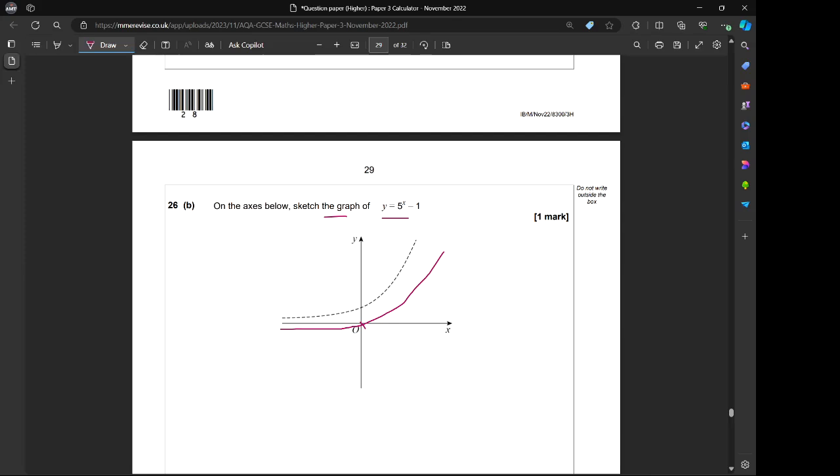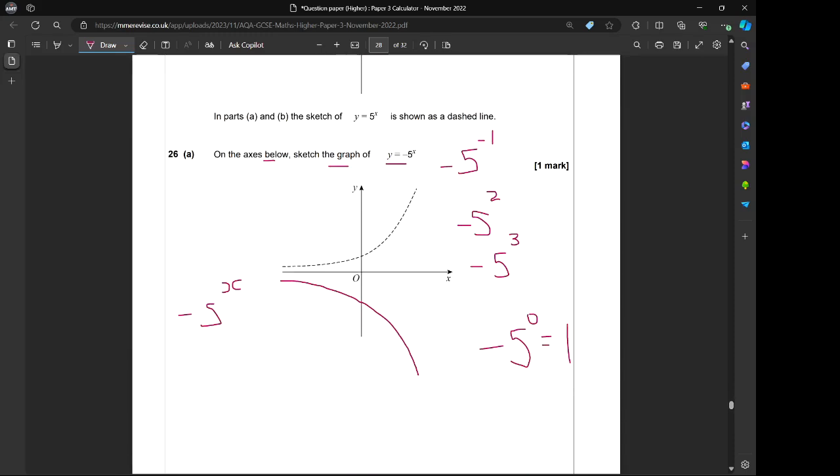So that is my answer for that. Does that make sense, guys? Sorry about that. So 5 to the x minus 1 is a translation of 1 unit down, so that's my vector for that. And then minus 5 to the x is a reflection in the x-axis.